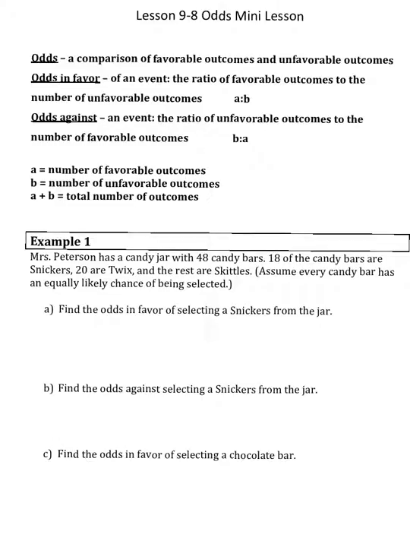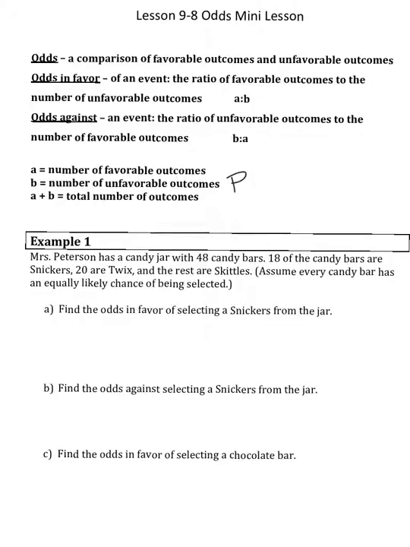This is the mini lesson for odds. Odds is kind of like probability, in the sense of if you hear, what is the probability of me winning the lottery? You might also hear what are the odds in favor of me winning the lottery, or what are the odds against me winning the lottery. So it deals with the chance of something happening.